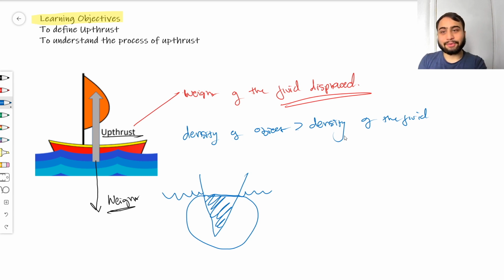Okay, so now we really understand upthrust and the process of upthrust, being that for an object to float, the weight of the fluid being displaced by that object has to be equal to the weight of the object itself.